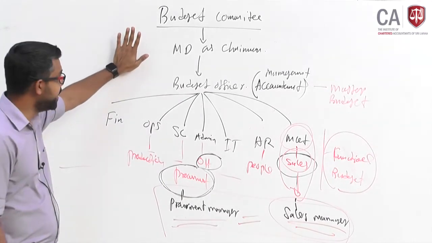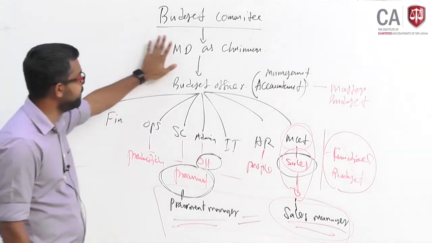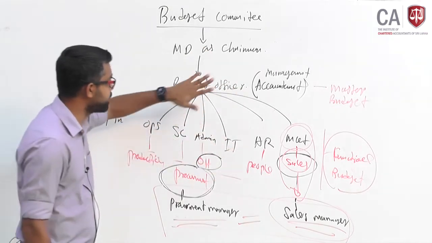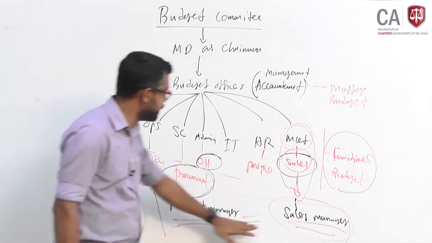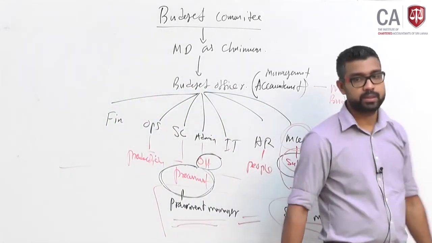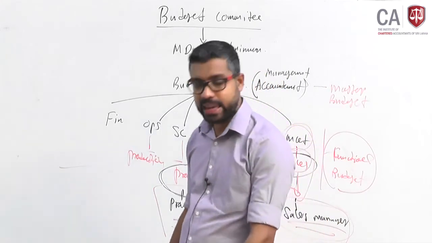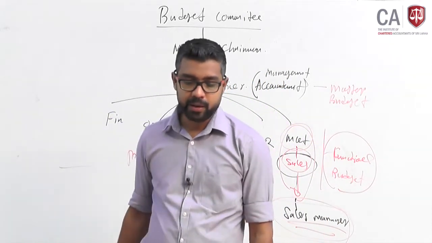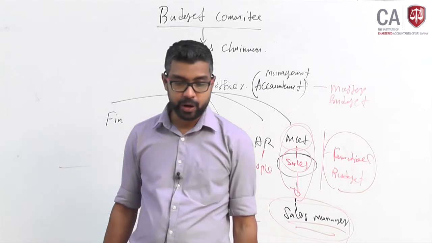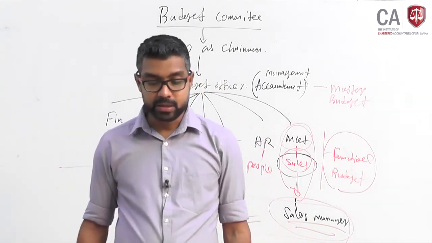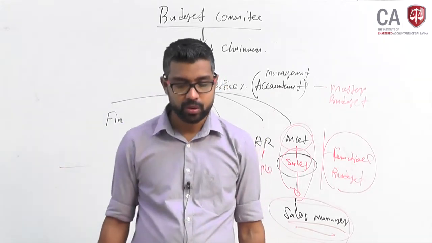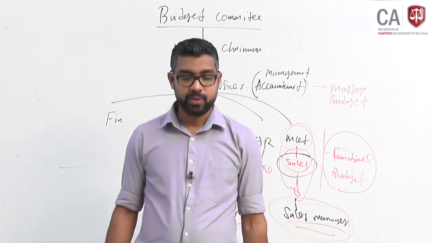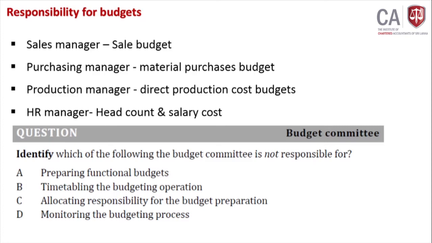Don't misunderstand. They don't prepare. The budget committee gives instructions, allocates responsibilities, monitors it and gives timelines. So then these people should prepare the functional budget. So the correct answer is what? A, they don't prepare functional budgets. Identify which of the following the budget committee is not responsible for. Preparing functional budgets, they are not responsible.